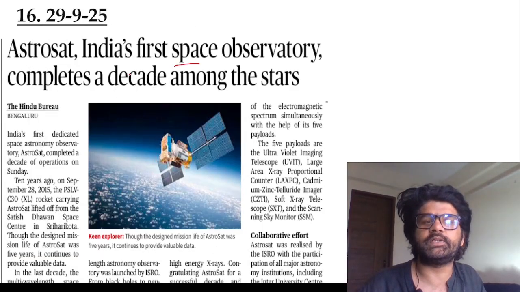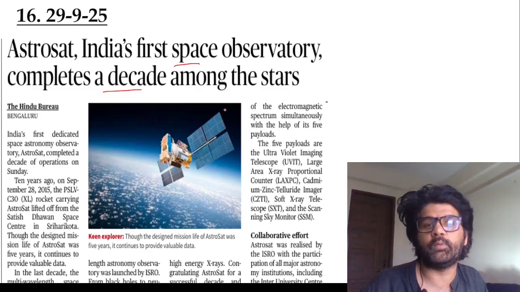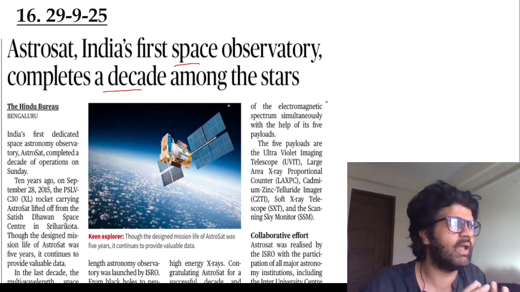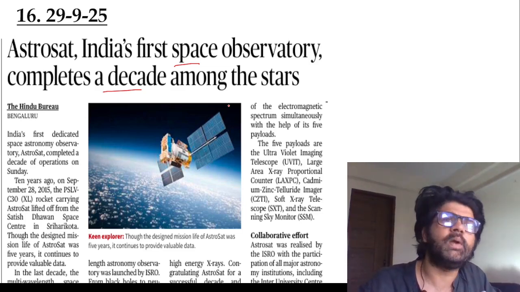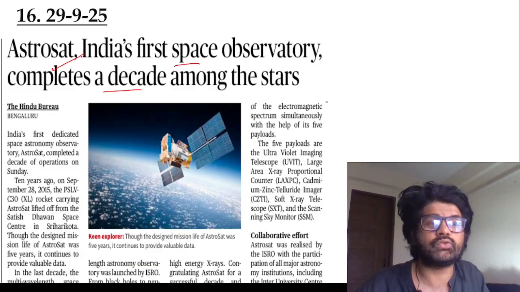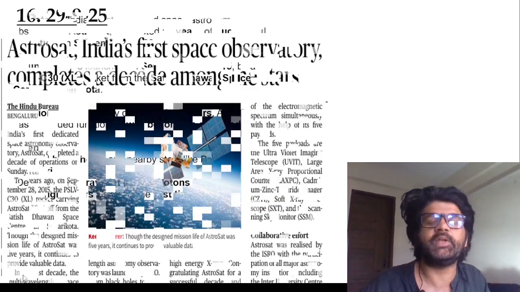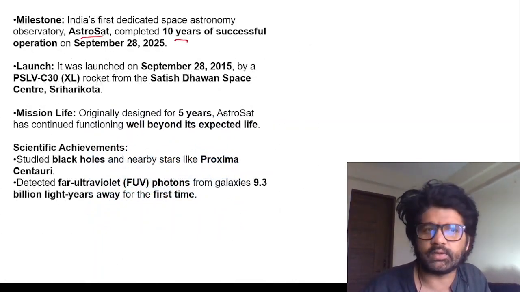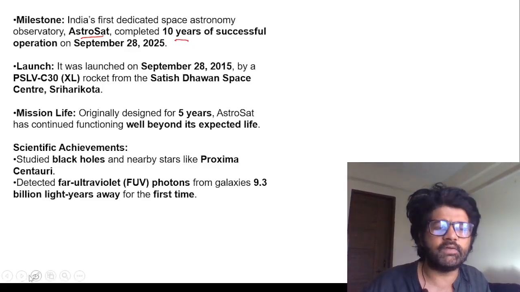Astrosat, India's first space observatory, completes a decade among the stars. So you have the James Webb Space Telescope, etc. On Earth, there are so many disturbances, interference, light pollution, this and that. So it's better if you have a telescope in space. India's telescope in space is Astrosat. Space observatory, we call it in fancy terms. Space Astronomy Observatory, Astrosat, completed 10 years. Launched in 2015. Before we talk about all these things, first of all, let's look at the important things.